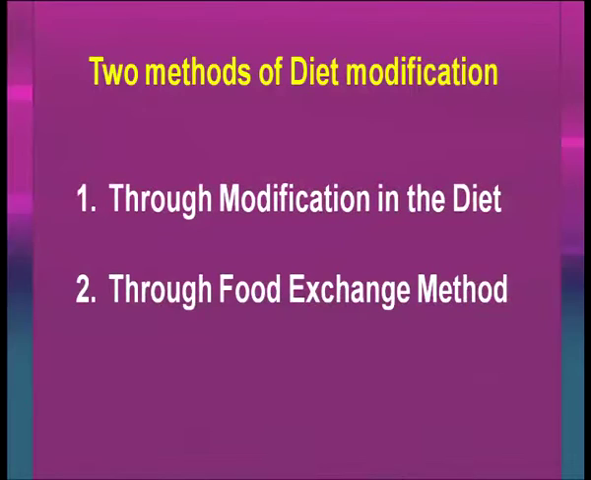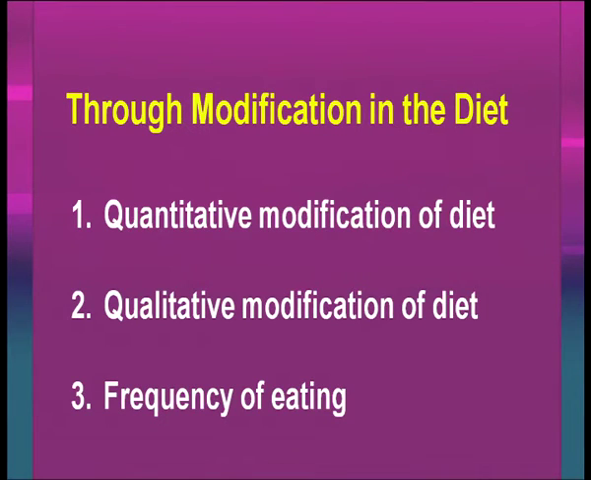There are two methods: through modification in the diet and through the food exchange system. Let us learn first through modification in the diet. That can also be done in three ways: quantitative modification of the diet, qualitative modification of the diet, and frequency of eating.